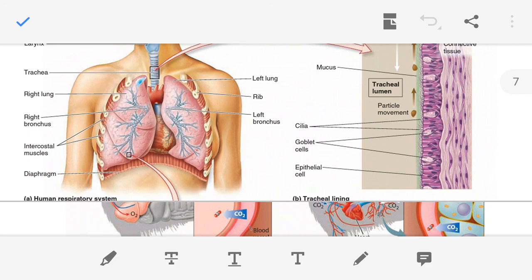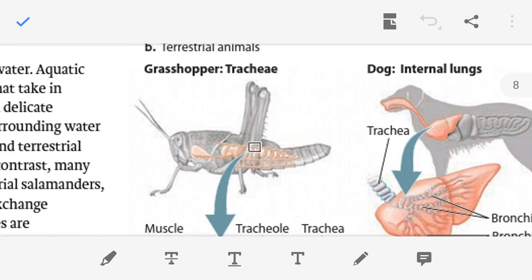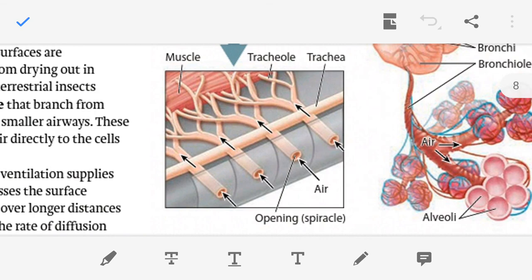So in this figure here, you can see the grasshopper is shown, an insect, and one box is shown, and they are zooming this box. So when we are zooming this box, what are we observing?